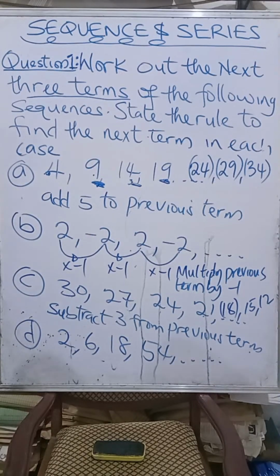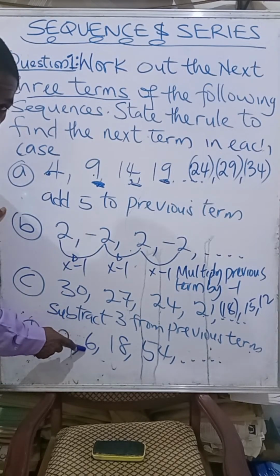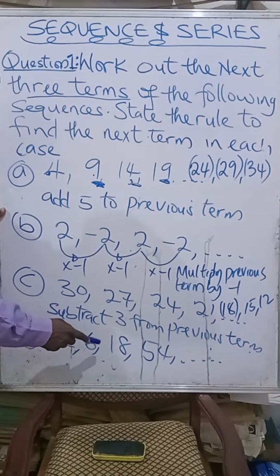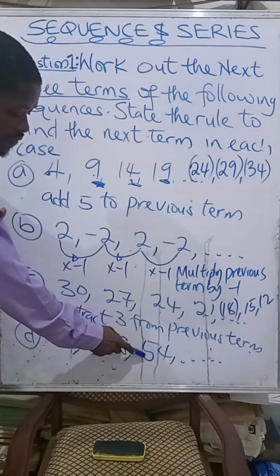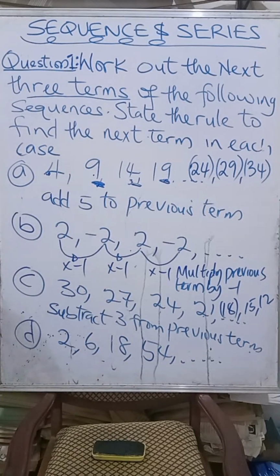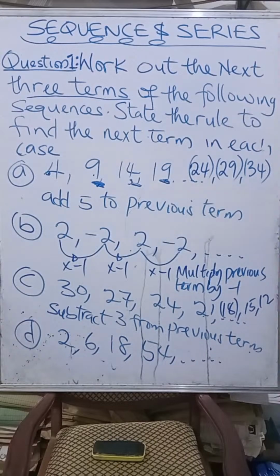Let's see the last one. We have 2. It transformed to 6. 6 also transformed to 18. 18 also transformed to 54. Actually, there's no particular formula for sequence. You just have to observe the pattern it follows. You keep checking the patterns. Then you can make a deduction from those patterns.